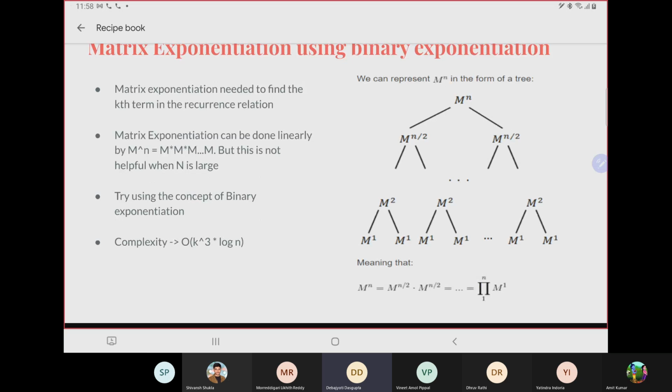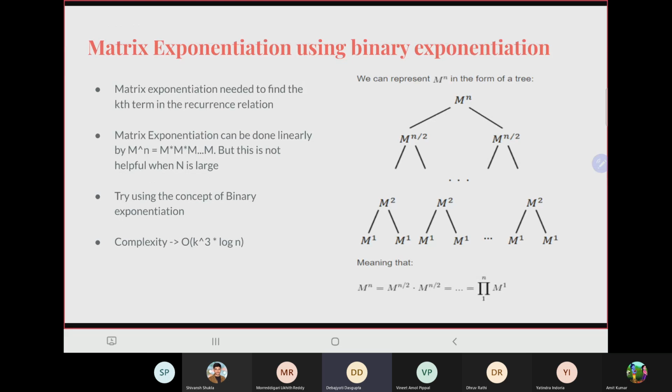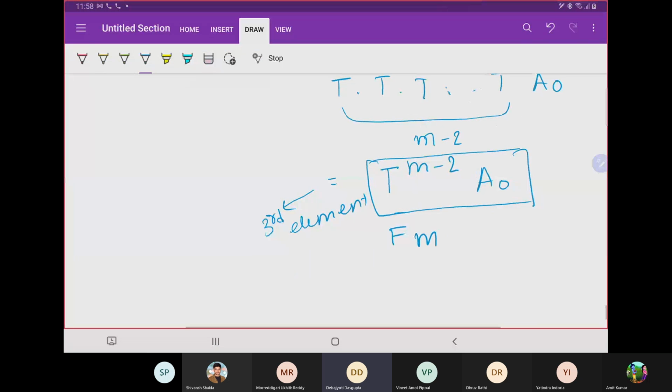So we see that finding the product of this transformation matrix is very important. Once we get the t power nth element, just multiplying it with the initial vector, we can find what our nth term of the recurrence f is. So this will become f.